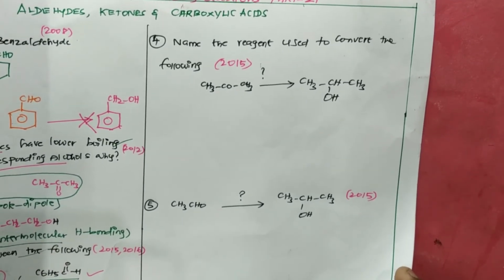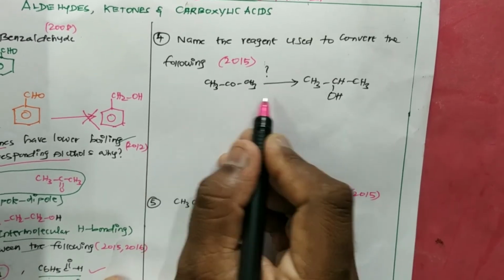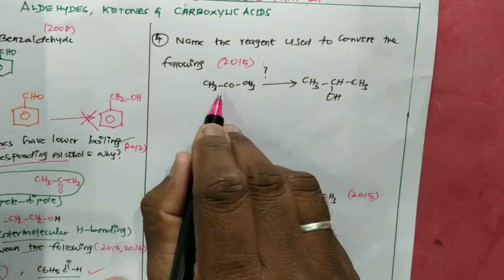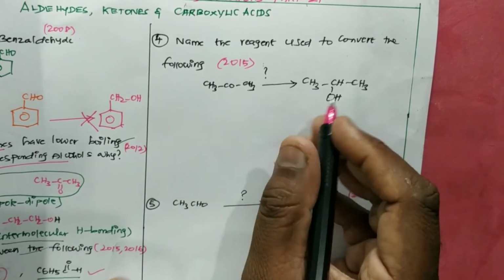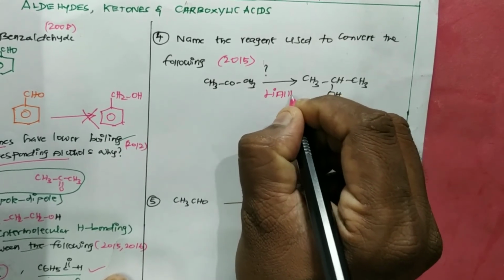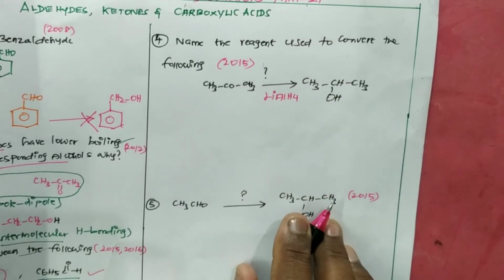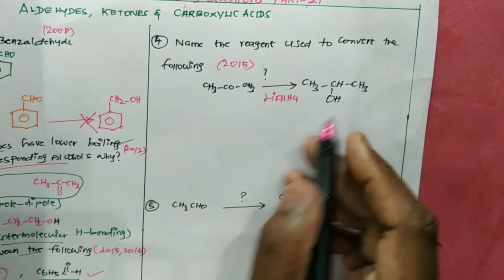Next one is: name the reagent used to convert the following. So here, what kind of reagent will be used? A ketone gets reduced to an alcohol, so we need a strong reducing agent. Likewise, I can use lithium aluminum hydride or sodium borohydride. We can use this kind of strong reducing agent. That way only you will get this product.